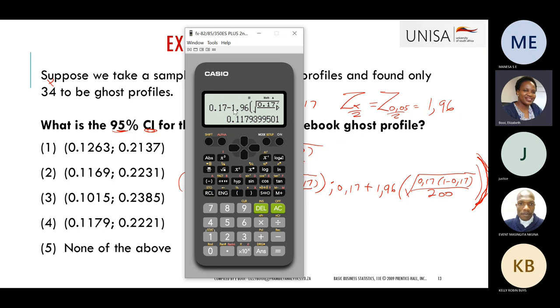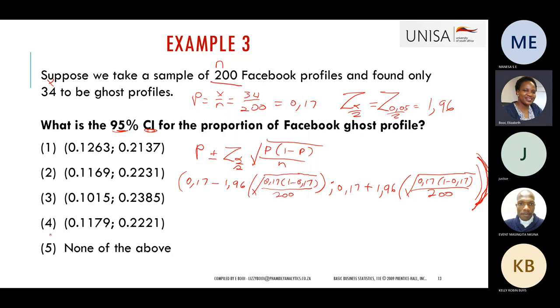I can go and do my upper limit. Since I have my lower limit, upper limit plus equals 0.22206, round it off to four decimals is 0.2221. The answer will be option 4.